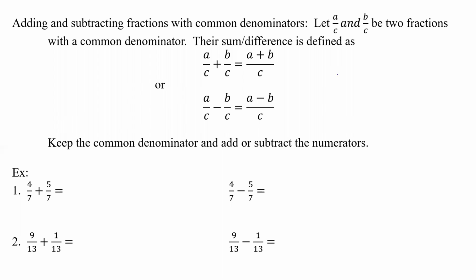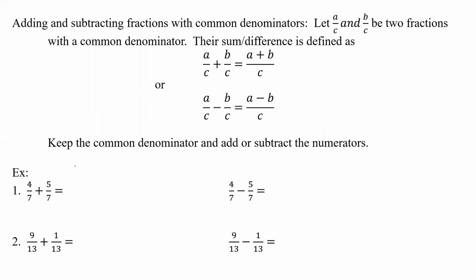So if they already have a common denominator, let's say we have a over c and b over c, those are two fractions that do have a common denominator of c, then we can take either their sum or their difference as follows. We can take a over c plus b over c is equal to, now we just add across the numerator, a plus b over that common denominator of c. Or if we have a over c minus b over c, then we're going to take a minus b all over the common denominator. So it doesn't matter if we're adding or subtracting, we just do plus or minus on the numerator, and we keep that same common denominator.